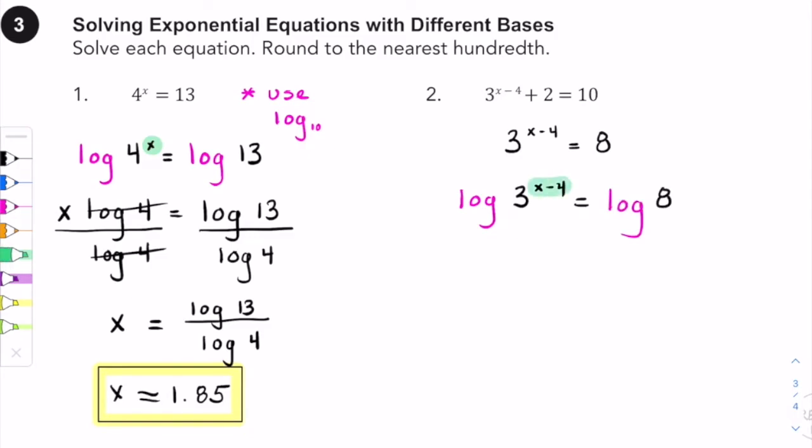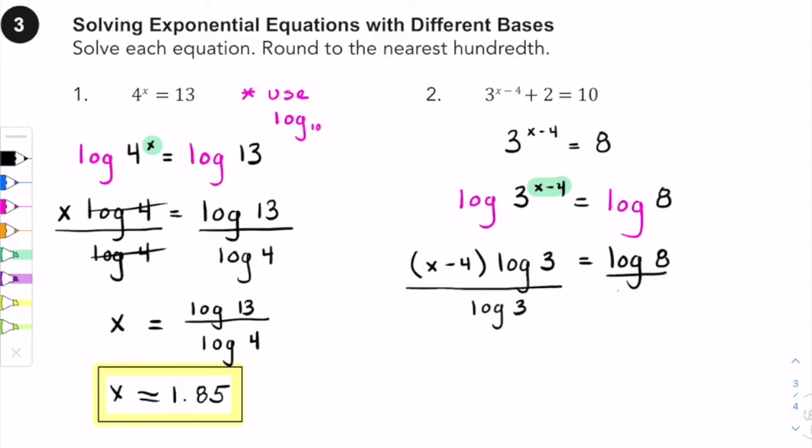Same thing as before, let's take this exponent and write it as a coefficient. x minus 4 times log of 3 is equal to log of 8. I'm going to divide both sides by log of 3. And at this point, I have x minus 4 is equal to log base 10 of 8 divided by log base 10 of 3.